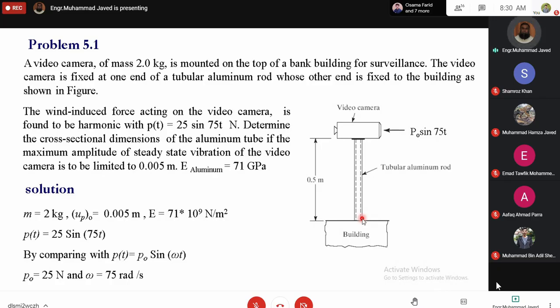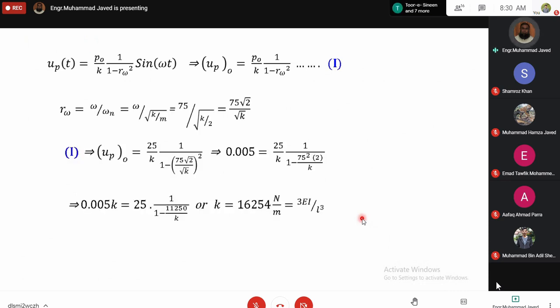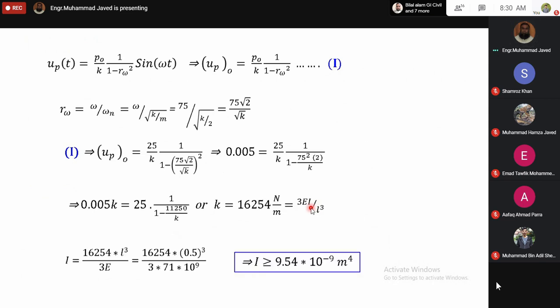3 EI over L cube. So writing stiffness equation, we have E, we have L 0.5 meter, only unknown is I, which can be calculated, and this shows that I shall be greater than or at least equal to 9.54 into 10 raised to power minus 9 meter 4 to limit the steady state displacement to 0.005 meter.